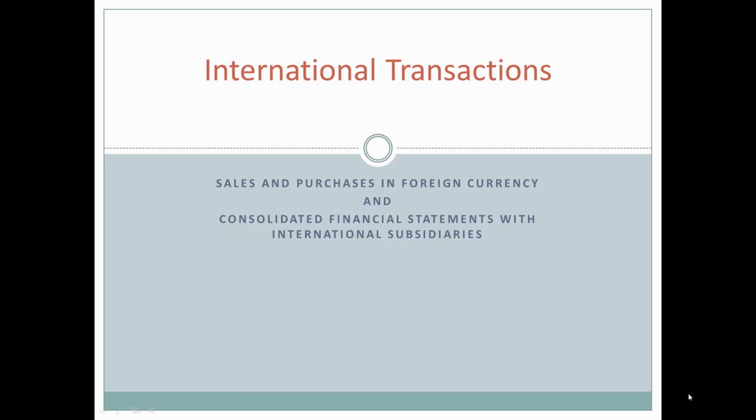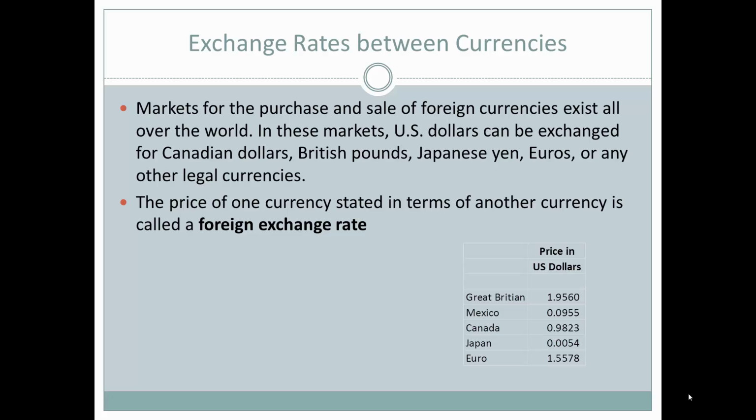International transactions, the sales and purchases in foreign currency, and also we're going to learn a little bit about consolidated financial statements with international subsidiaries. Exchange rates between currencies. Markets for the purchase and sale of foreign currency exist all over the world, and in these markets, the United States dollars can be exchanged for Canadian dollars, British pounds, the Japanese yen, euros, or any of the other legal currencies.